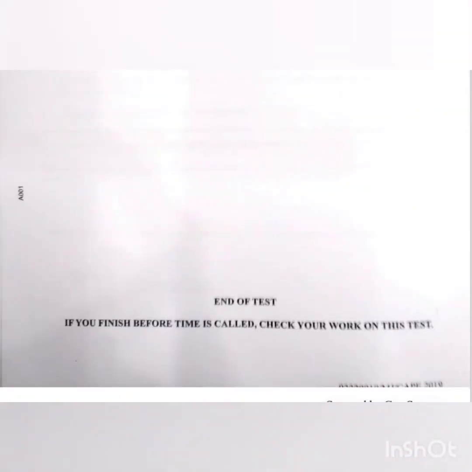Alright guys, that's the end of this paper, the Environmental Science, May-June, Paper 1, 2019.